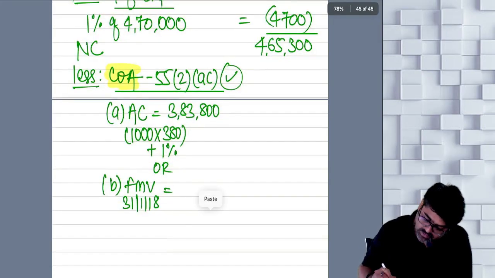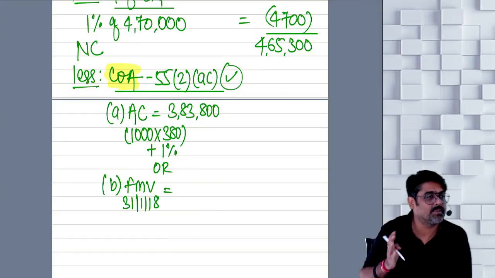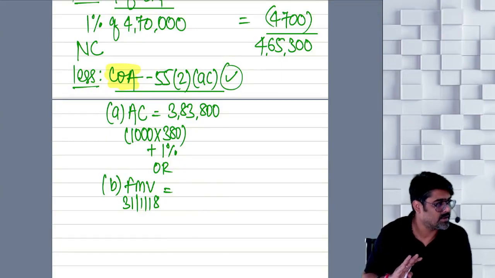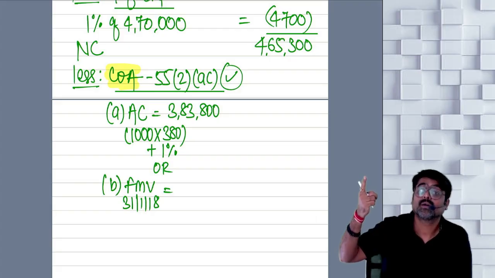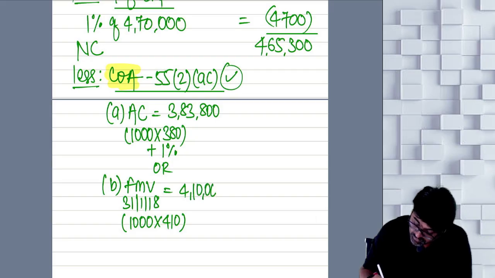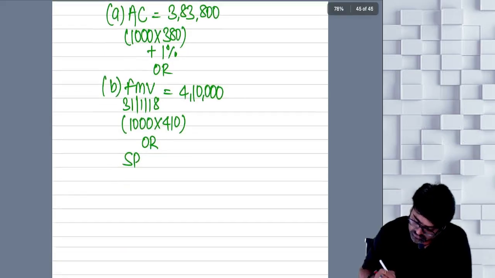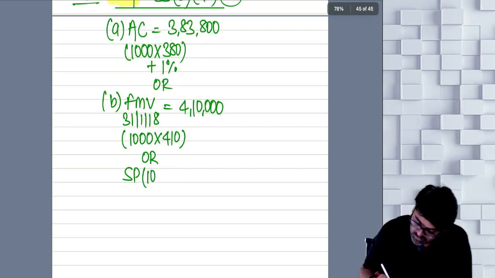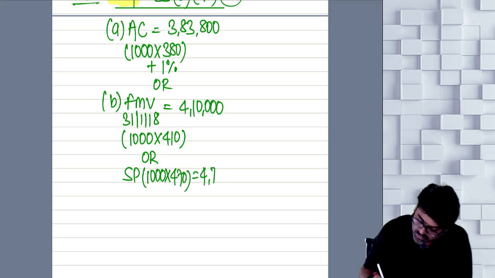Whenever you are taking this 410, there is no need to separately add brokerage, etc. Brokerage you are going to add in the actual cost only. So here 1000 into 410 will be 4,10,000. But remember, your fair market value cannot be more than your selling price. And selling price is 1000 into 470, which is 4,70,000. So this or this, whichever is lower.